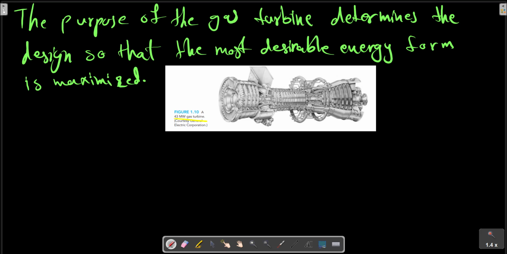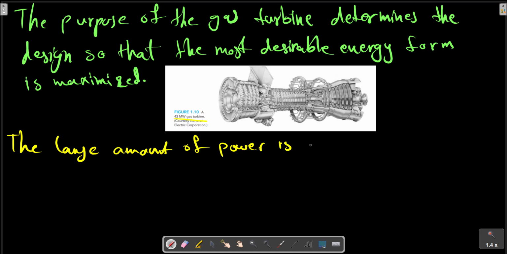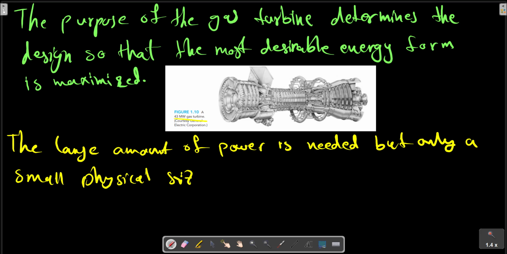A gas turbine is often the preferred power generating device where a large amount of power is needed but only a small physical size is possible.